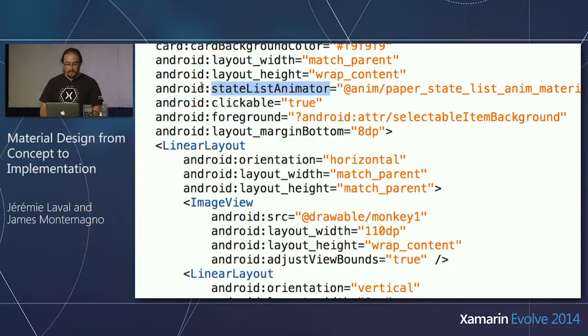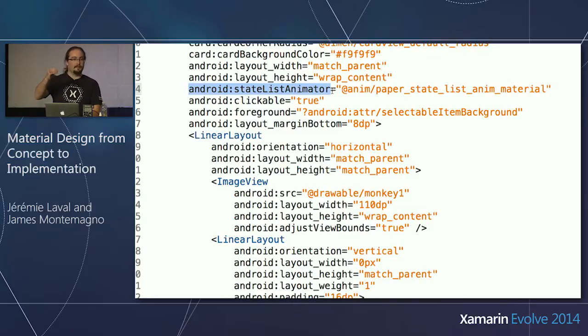And so there is now this new property here called a state list animator, where you can pass the XML file I just showed you before. And this is what is going to track the state for you, so you don't have to do it yourself. You don't have to set up a click handler that's going to start the animation like you would do in previous versions. All of that is going to be handled by the system.